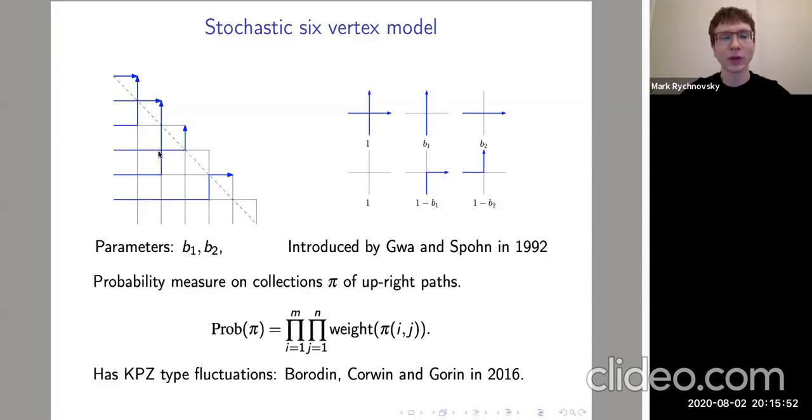We continue this process. Here we have a path coming in from the left, so we would choose between these two vertices and choose this one with probability B2. We keep flipping independent coins to fill in this diagonal, and then we fill in the next diagonal exactly the same way, and we can keep going out to infinity. This model has KPZ type fluctuations, and this was proved by Borodin, Corwin, and Gorin in 2016.